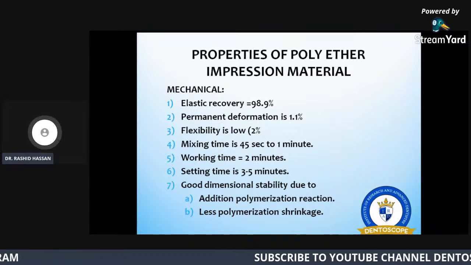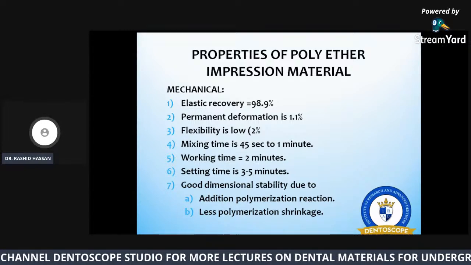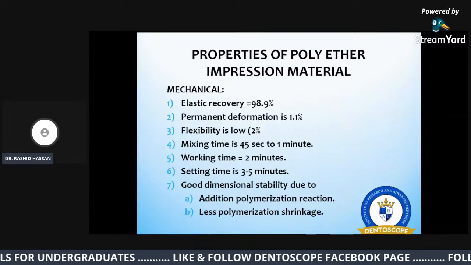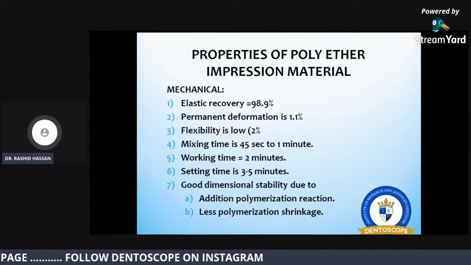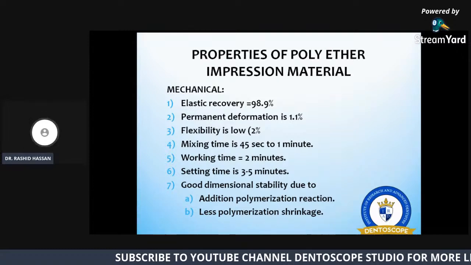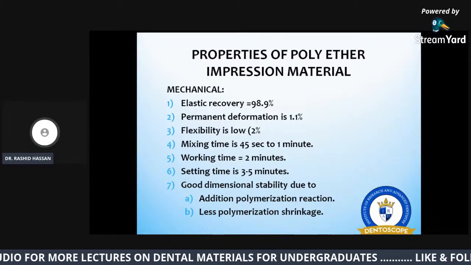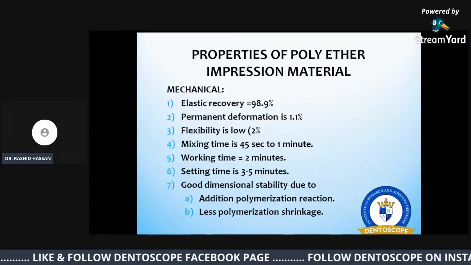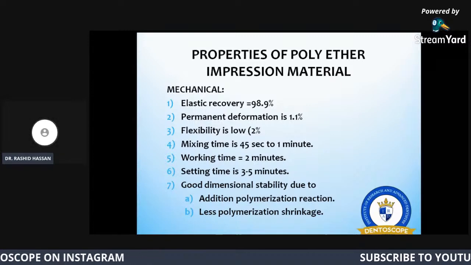So permanent deformation is 1.1%. The flexibility is very low. It is very rigid. The stiffest of all the elastomeric impression materials is polyether. This is also an MCQ. So working time is 2 minutes. Setting time is 3 to 5 minutes. So that is also acceptable. That is good enough, I would say, keeping in mind the polysulfides which had 20 minutes of setting time. So 5 minutes is good enough. That's normal, just normal. So good dimensional stability due to addition polymerization reaction and less polymerization shrinkage.